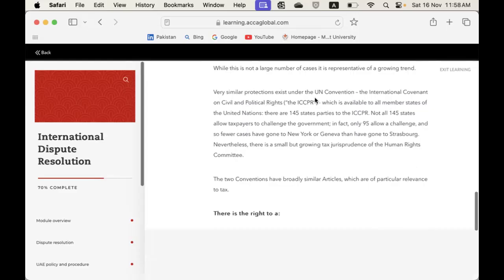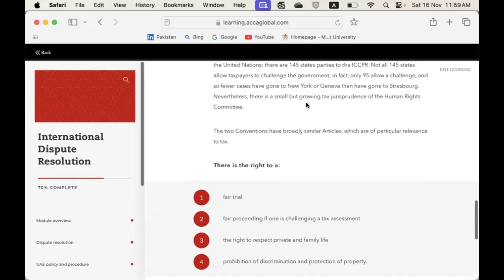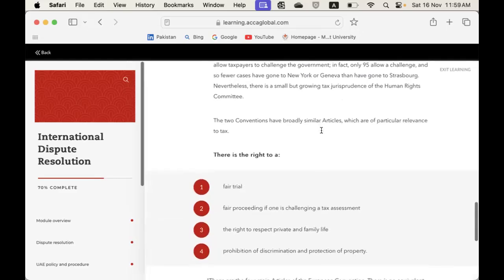Very similar protections exist under the UN Convention, the International Covenant on Civil and Political Rights, ICCPR, which is available to all member states of the United Nations. There are 145 states parties to the ICCPR. Not all 145 states allow taxpayers to challenge the government. In fact, only 95 allow the challenge. So interestingly, not all of them allow it. Only 95 allow a challenge, and so fewer cases have gone to New York or Geneva than have gone to Strasbourg. Nevertheless, there is a small but growing tax jurisprudence of the Human Rights Committee.